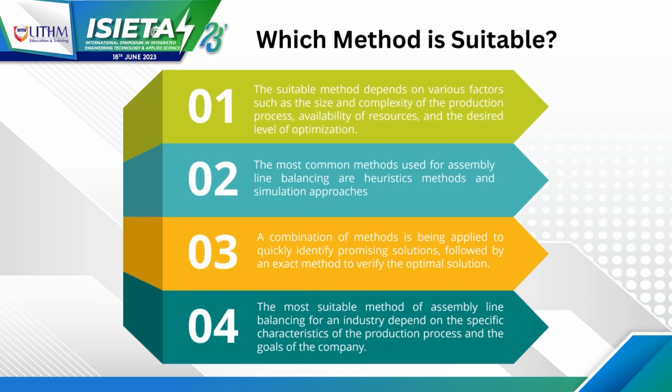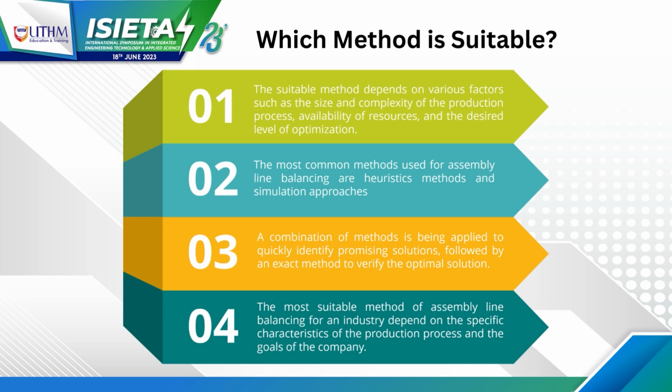The selection of the method for assembly line balancing will depend on the requirements of the production process and the resources available for analysis. When choosing the method, it is crucial to truly examine the production process, consider the resources, and account for time restrictions. The suitable method for any industry will depend on various factors such as the size and complexity of the production process, availability of resources, and the desired level of optimization.